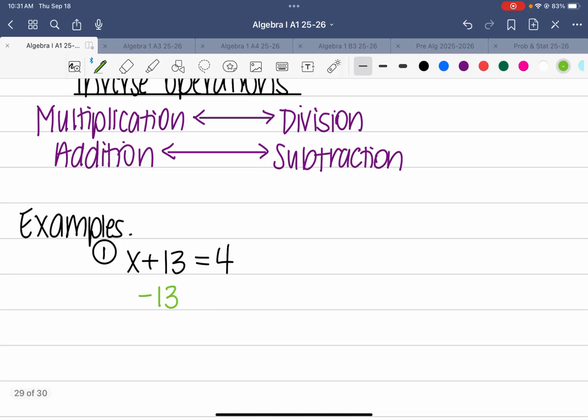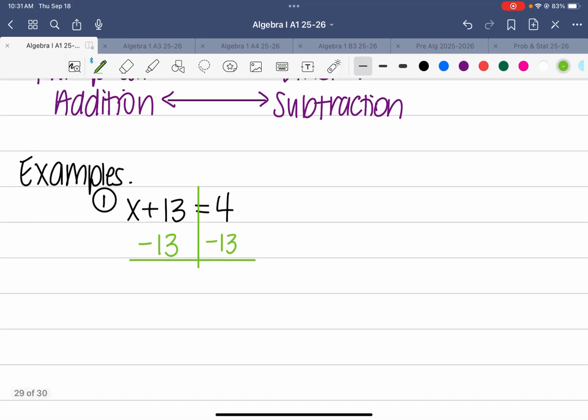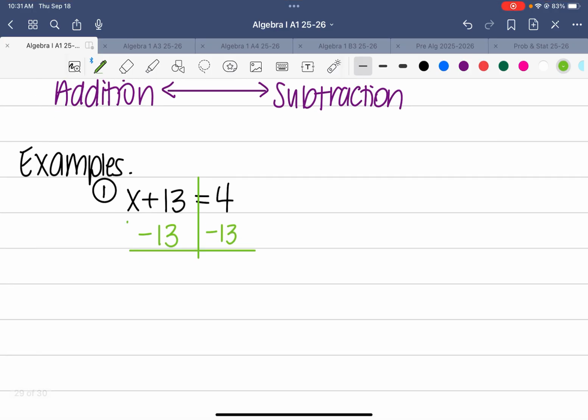What I do to one side, I have to do to both. Okay, some people use this T, if you recognize that. I prefer not to use it, but I understand. So I'm going to have my x. My x is going to come straight down. 13 minus 13 gives me 0. 4 minus 13 gives me negative 9. I don't need this plus 0, so I'm actually going to get rid of it. I can now say x equals negative 9.